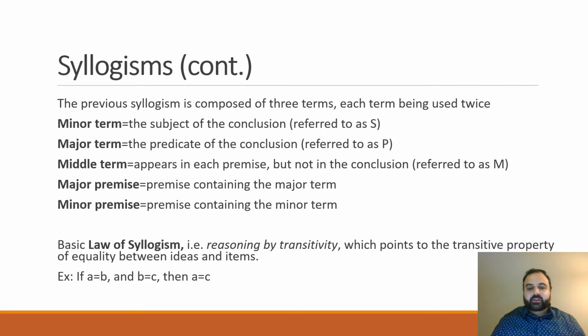Another way of understanding this that Kreeft goes into in his book is what he calls S, P, and M. He uses these as the abbreviations for the minor term, major term, and middle term. We're going to use it in this presentation as well. So the minor term is going to be referred to as S, major term is P, and middle term is M. So you could also think of it in this way, as if S equals M and P equals M, then S equals P. That's also another way to look at it.